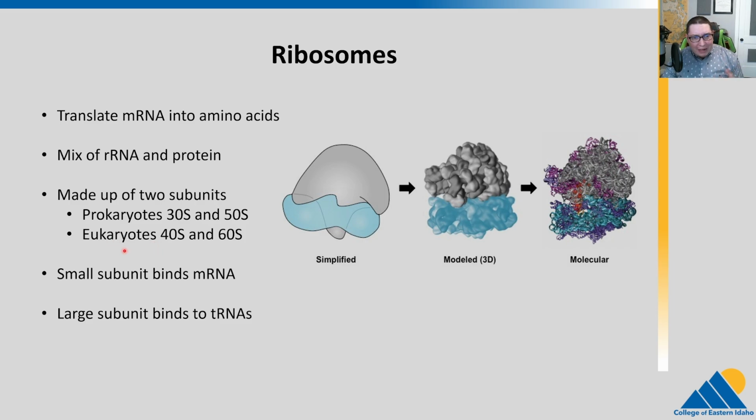So what do the two pieces do? The small subunit here in my cartoon diagram, the bottom piece, is what actually binds to the mRNA. The larger subunit here is actually going to bring in and have slots for the tRNAs that are going to do the decoding. So here's our space-filling model of it, and here's our ribbon diagram. You can see how complex this structure is. There's both rRNA and protein in here. All right, so let's learn how the ribosome functions.